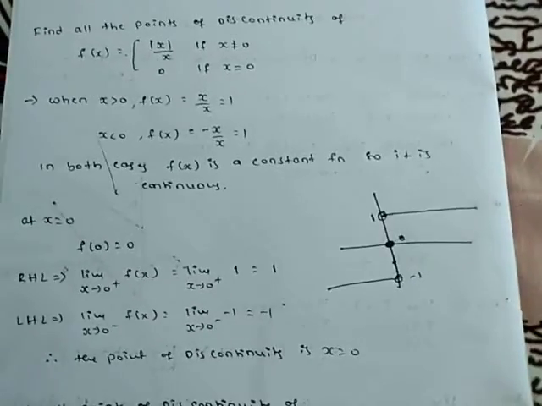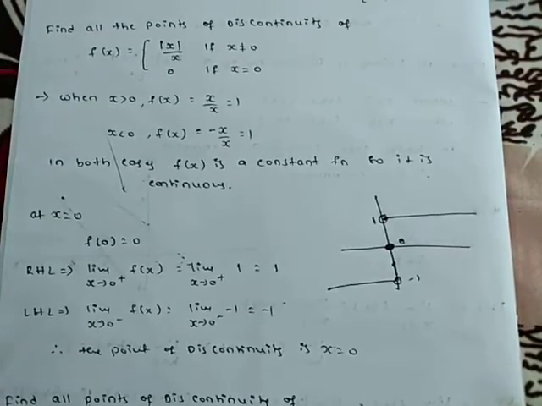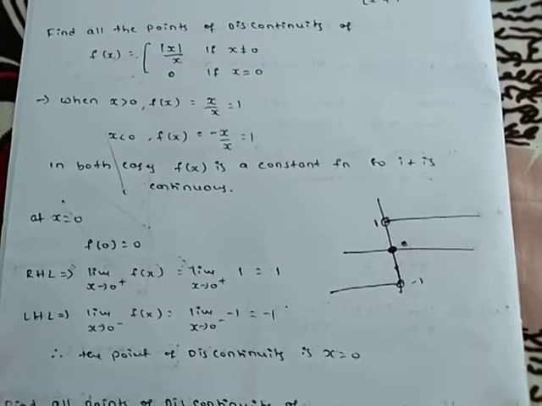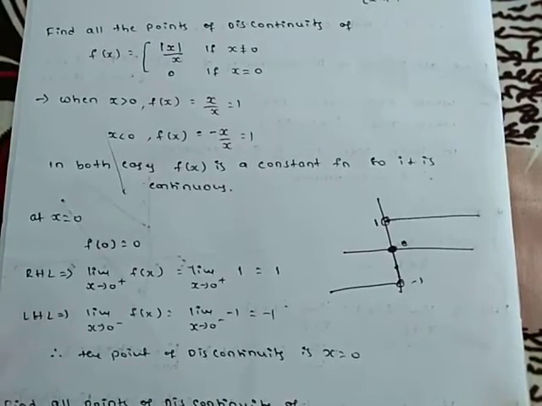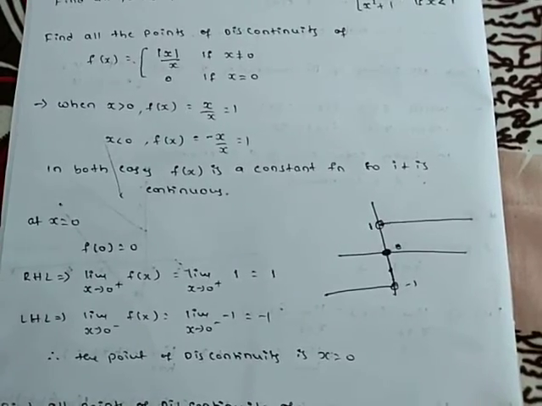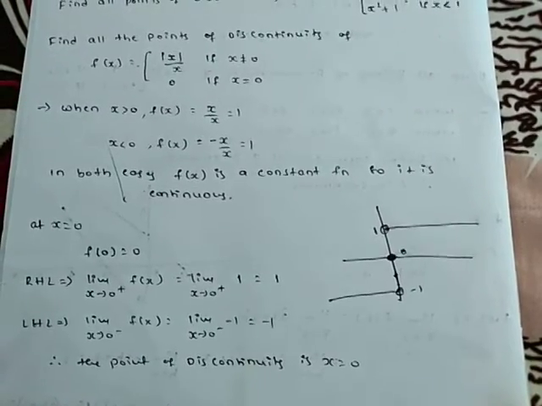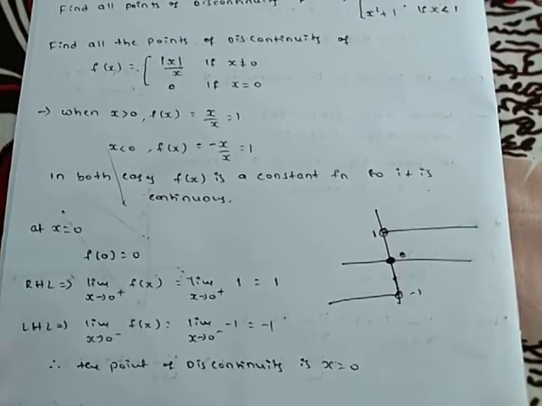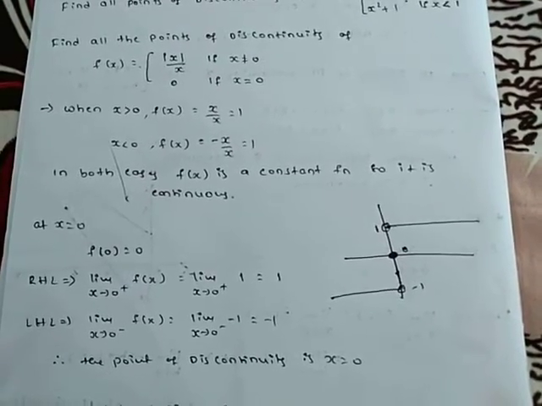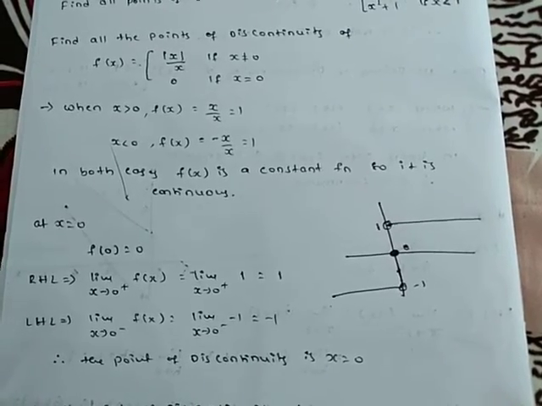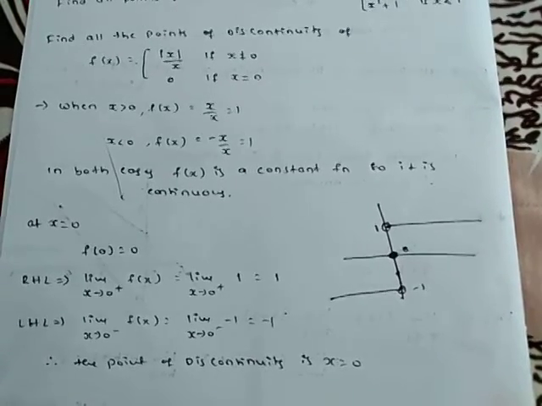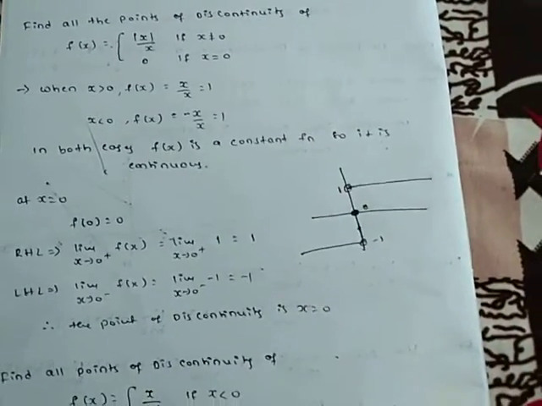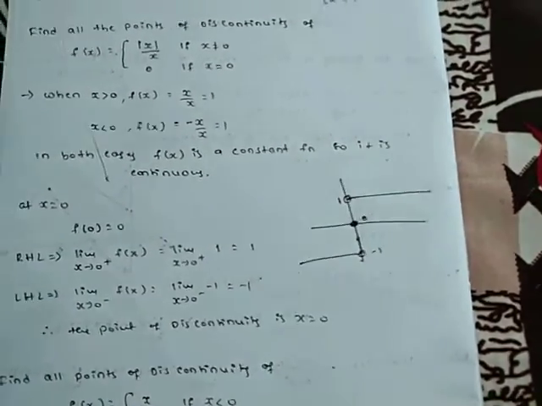So next problem is, find all points of discontinuity of f of x is equal to modulus x divided by x if x is not equal to 0. Observe here. f of x is equal to modulus of x divided by x if x is not equal to 0, and 0 if x is equal to 0. They have given the modulus function. Suppose they have given the modulus function, we need to break, or split, the function.